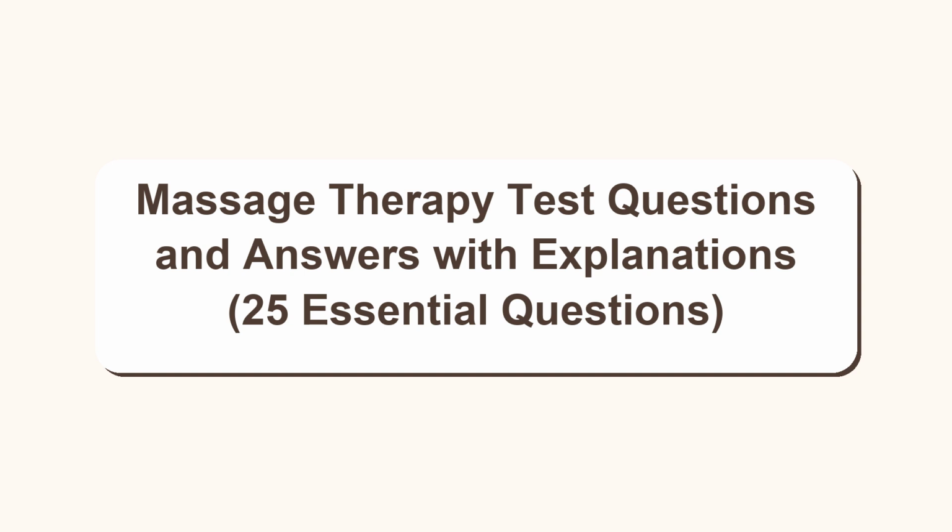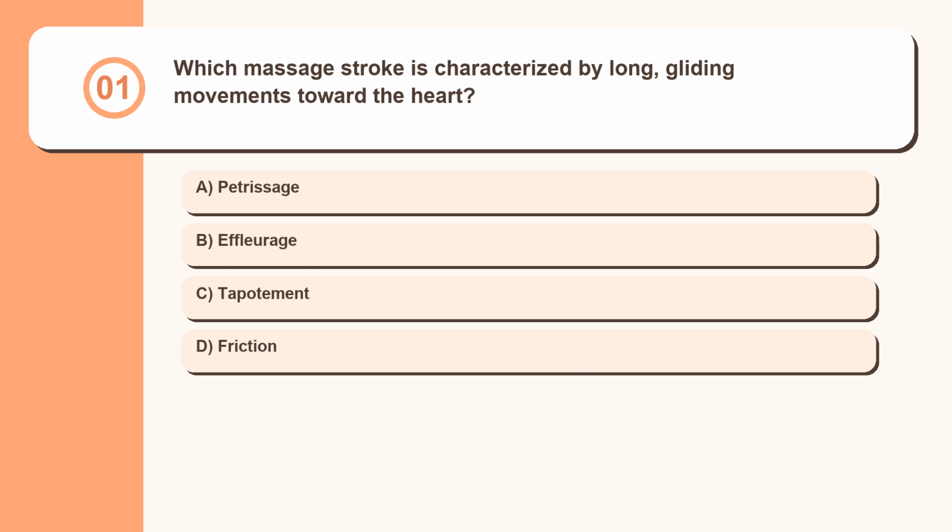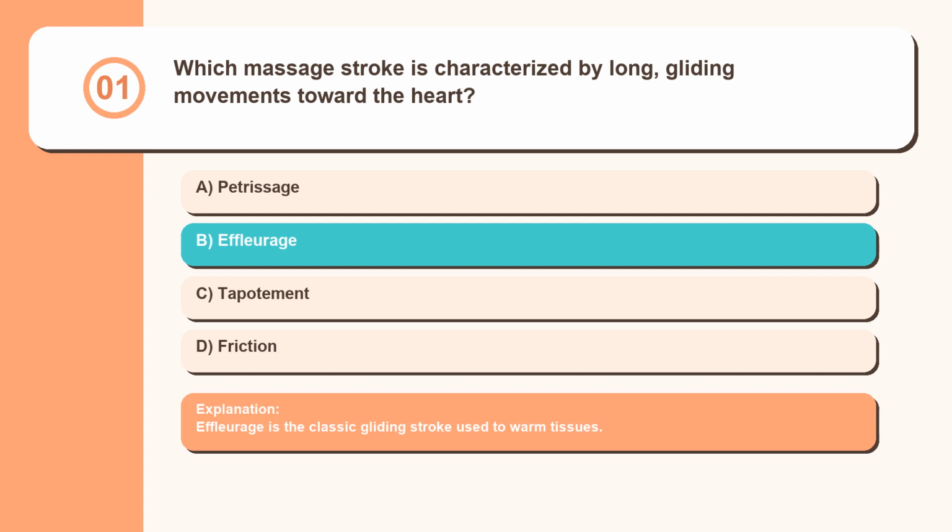Massage therapy test questions and answers with explanations. 25 essential questions. Question 1. Which massage stroke is characterized by long, gliding movements toward the heart? Petrissage, effleurage, tapotement, friction. Effleurage is the classic gliding stroke used to warm tissues.